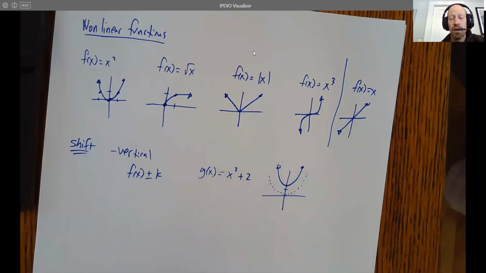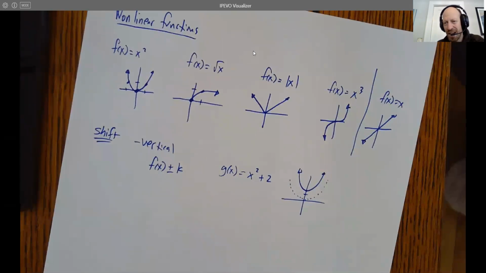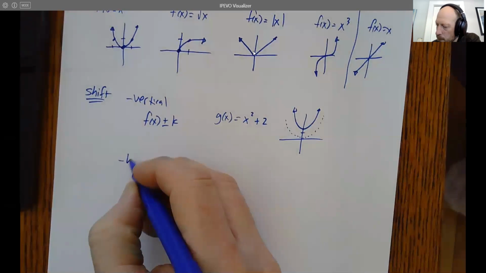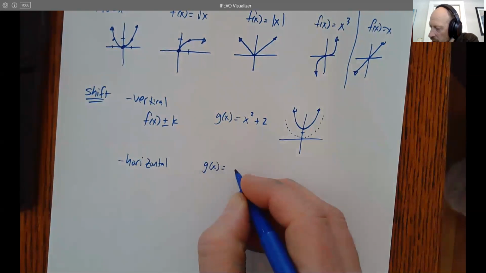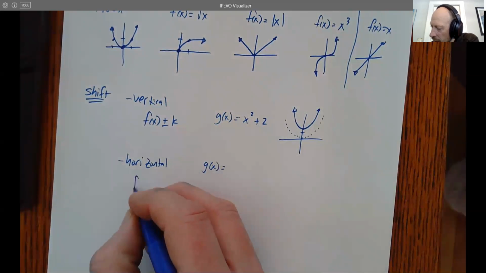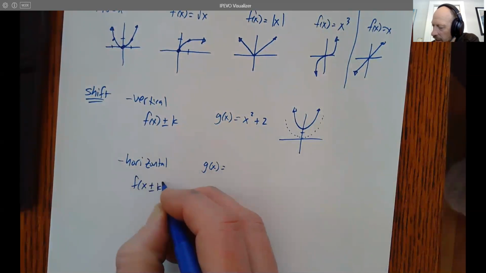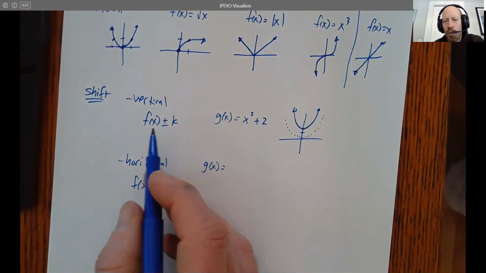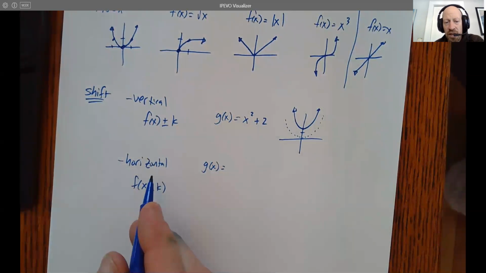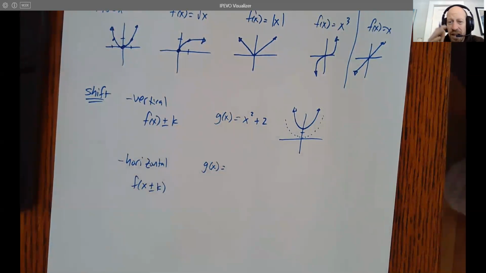You can do the same shifting. Negatives would, of course, bring it down. We also have horizontal shifts here. So a horizontal shift would look something like, let's say g of x equals, oh, I should write it out like this, f of x plus or minus k. So the difference here is that to shift it horizontally, we want to change the x values. Here we're really changing the outputs or the y values. That's why it's shifting it up and down. Here we're changing the x values, which is moving it left or right.